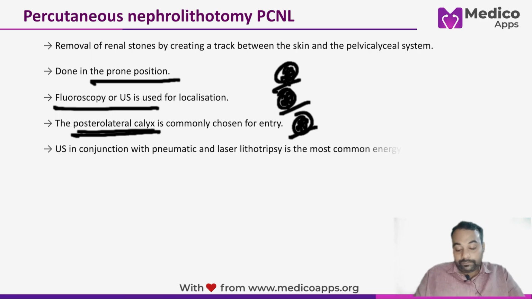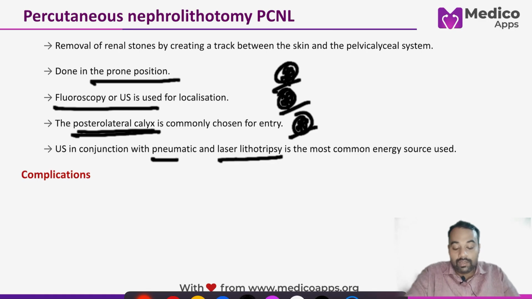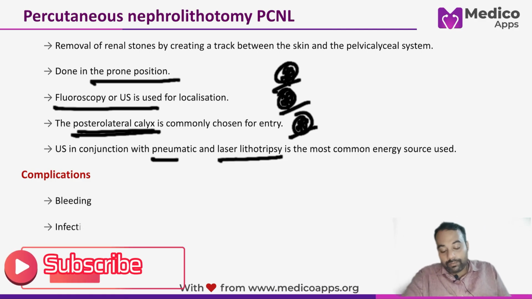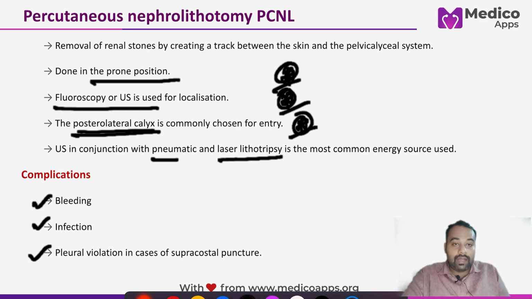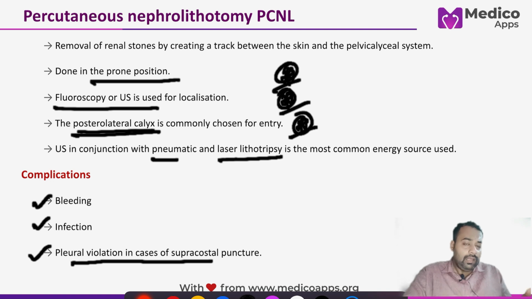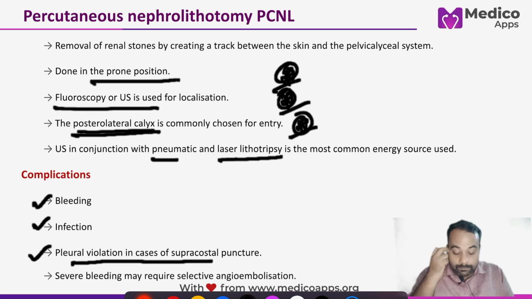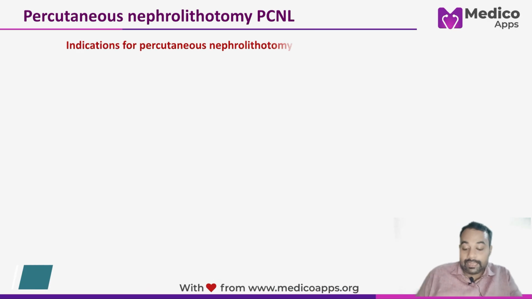Okay. Now, you can also go for laser lithotripsy or sometimes pneumatic lithotripsy. The complication is basically bleeding. Okay. Bleeding is going to be the main complication. Sometimes infection can happen, and pleural violation resulting in a pneumothorax has also been seen in such cases, specifically in case of supracostal puncture. Okay. But severe bleeding may sometimes require angioembolization.